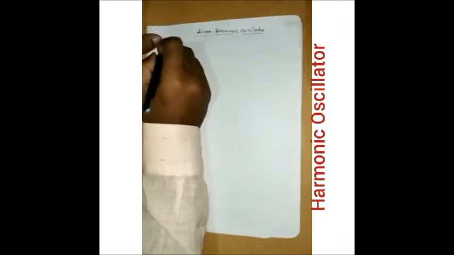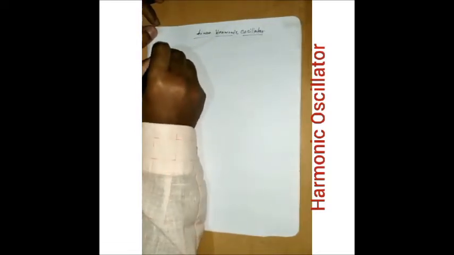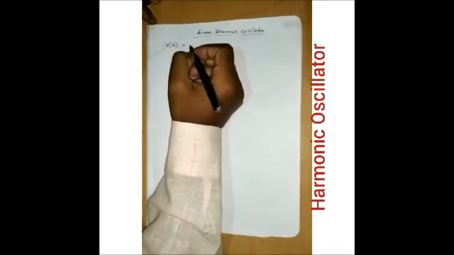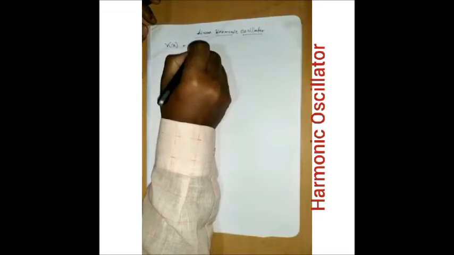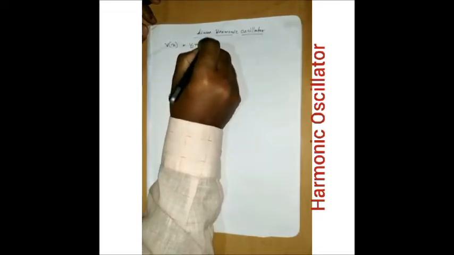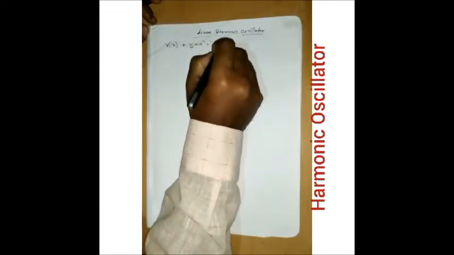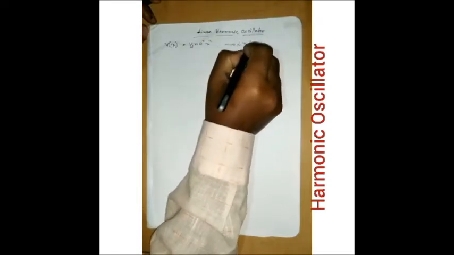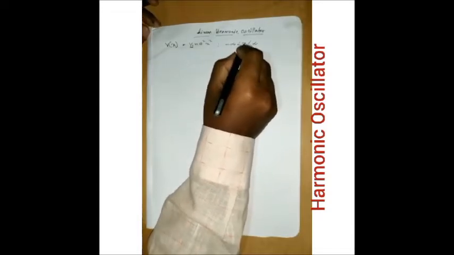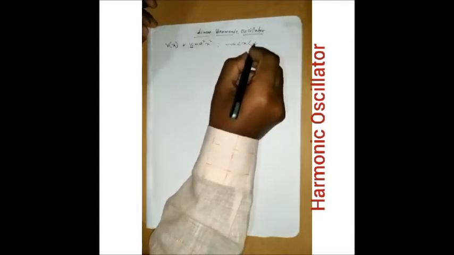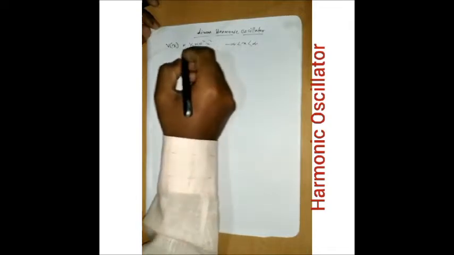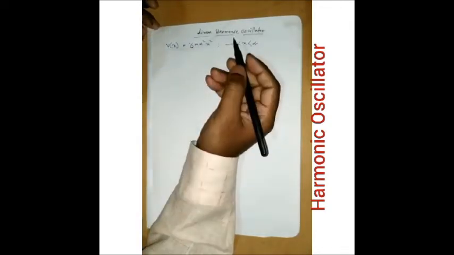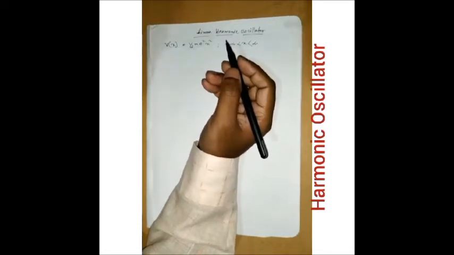Suppose the potential is given as V(x) equal to half m omega square x square, and the limit of x is minus infinity less than x less than plus infinity. That means x lies between minus infinity and plus infinity. All of you know that this potential is nothing but the potential of a harmonic oscillator.